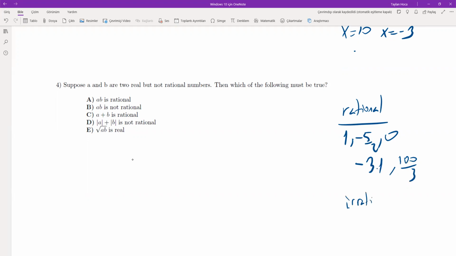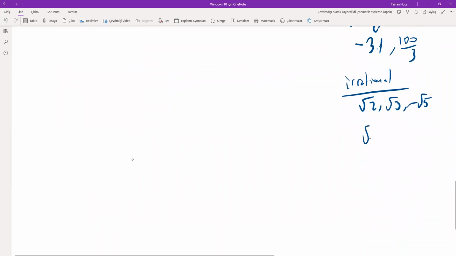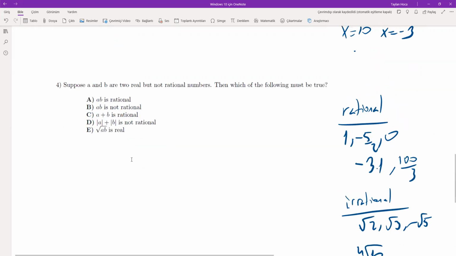Irrational numbers are usually square root of 2, square root of 3, or, let's say, fourth root of 10, some numbers like that. You can understand. Real numbers, in the Bocconi test, in fact, we all see real numbers. We all work with real numbers.